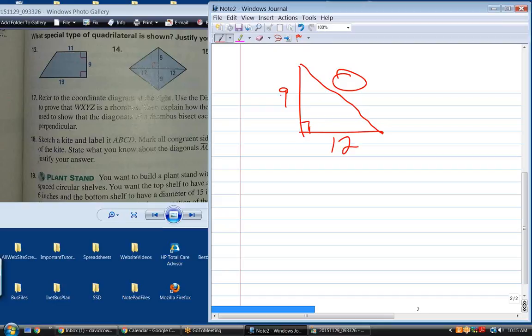Well, this side isn't 3, it's 9. This side isn't 4, it's 12. This side's not going to be 5. What's it going to be? What's the multiple of 3, 4, 5 that we're dealing with? Here's our normal triangle, 3, 4, 5. What's our similarity ratio?